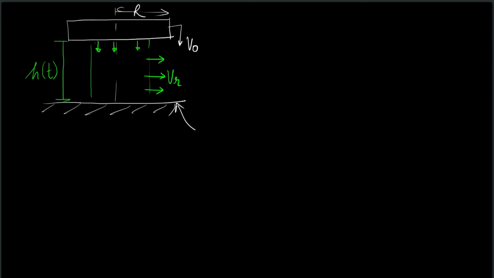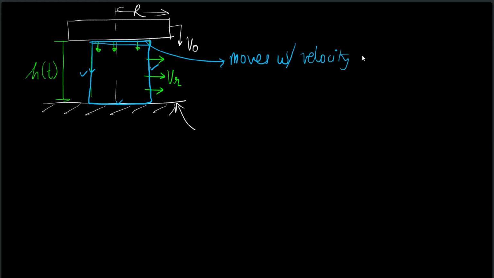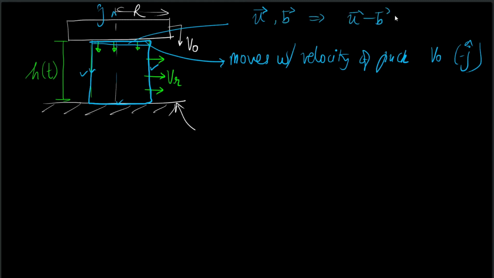So in this particular case, we will choose a control volume like this, in which this and this do not change, but this particular surface moves with the velocity of the puck, that is v0 in the minus j direction, if I call this the j direction. So for this surface, u and b are the same, meaning u minus b will be 0. I'm just going to write it down very quickly, but I request you to do it step by step.